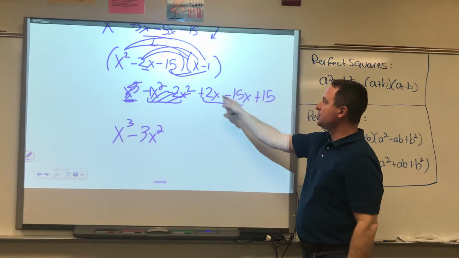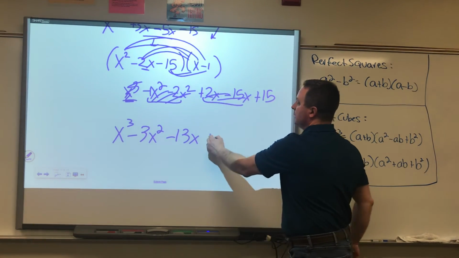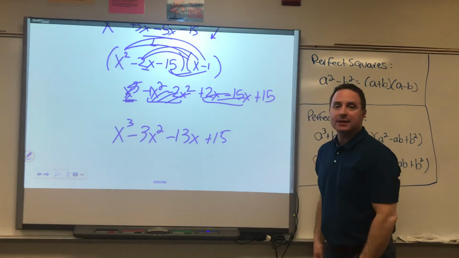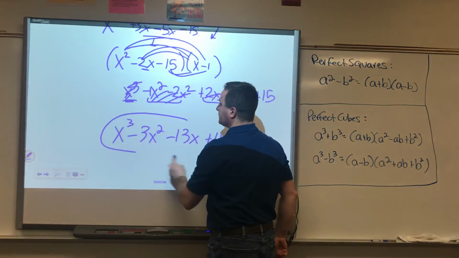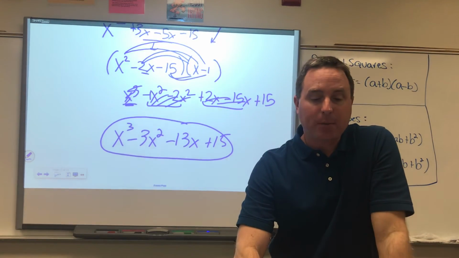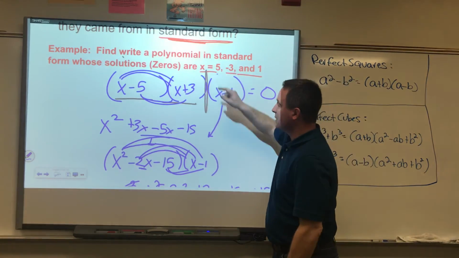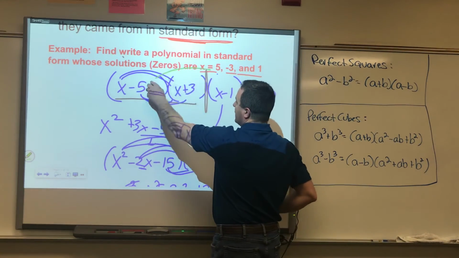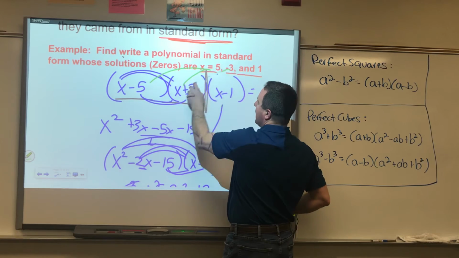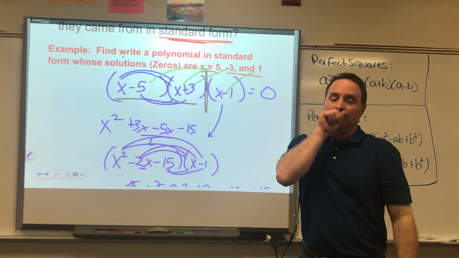These two are like terms. 2 minus 15 is -13x. And then plus 15. And there's my answer. Okay? So in my opinion, the tricky part of this, the most important part, is getting started. If you know what the solutions are, they just come from that one there and that one there. They just come from the opposite of what they look like.